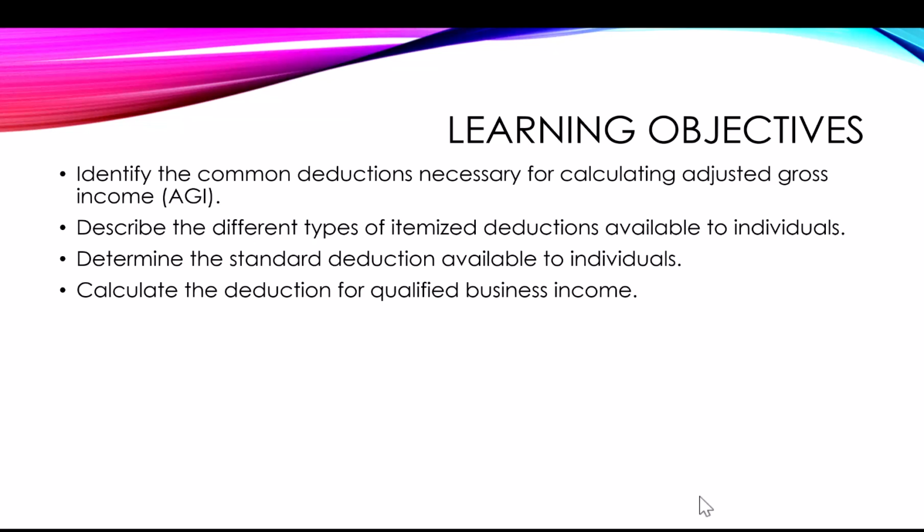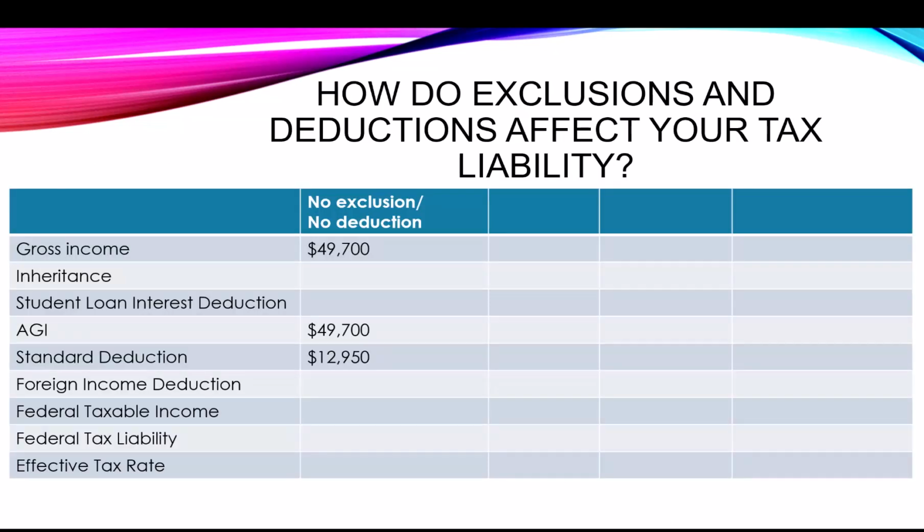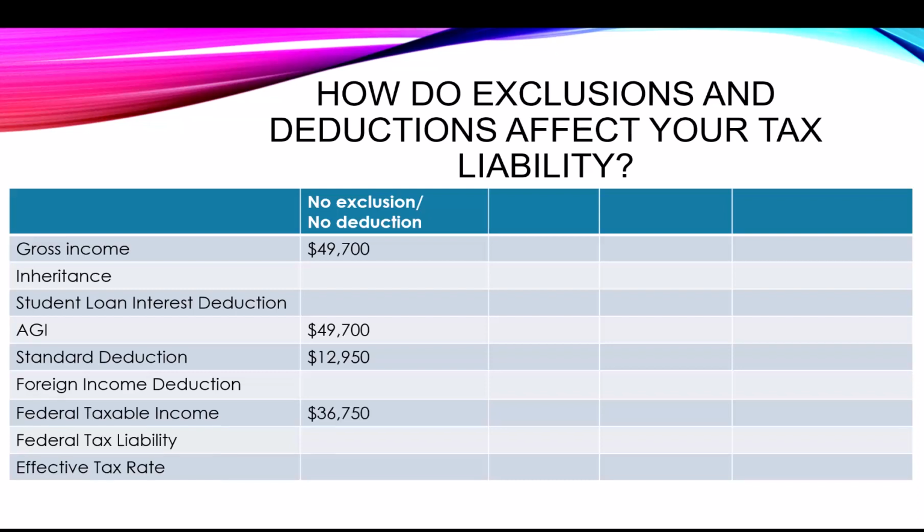To make sure we have a basis for understanding why the material in Chapter 6 is so important, let's take a look at the tax savings that exclusions and deductions can provide. Going back to Amani, let's assume that Amani has gross income of $49,700. Since he doesn't have, in our base case, an exclusion or a for AGI deduction, his adjusted gross income will also be $49,700. He'll take the standard deduction of $12,950, and after doing so, he'll end up with a federal taxable income of $36,750.